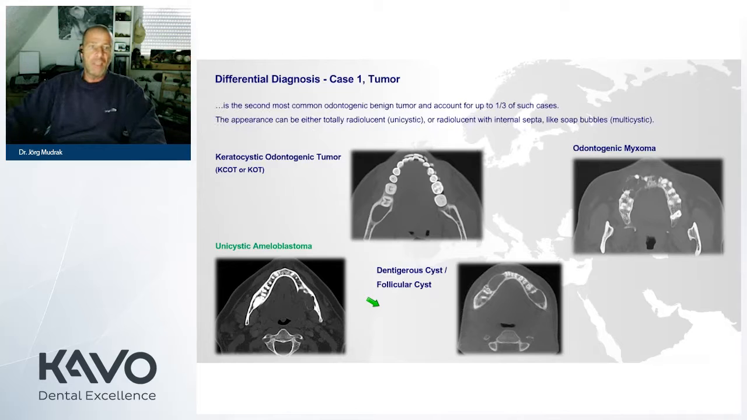And you see, this had been a unicystic ameloblastoma. This was histologically proven. And this ameloblastoma is the second most common odontogenic benign tumor. Benign is always relative, and it accounts for up to a third of such cases. The appearance can be either totally radiolucent, unicystic, or radiolucent with internal septa like soap bubbles, multicystic. And then the differential diagnosis to the odontogenic myxoma could be very, very hard. So that means here we need a little bit more background about the patient, about the medical history, etc. So very well done. But you see, it is not that easy. It's not a self-running thing. We have to take a lot of things into consideration.